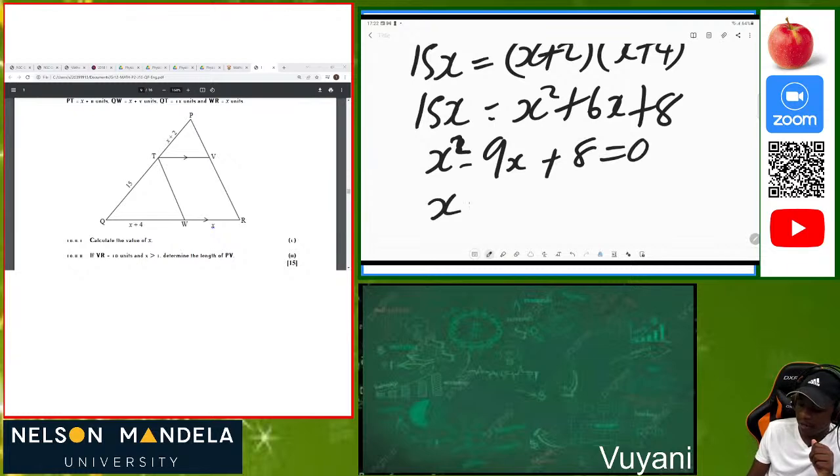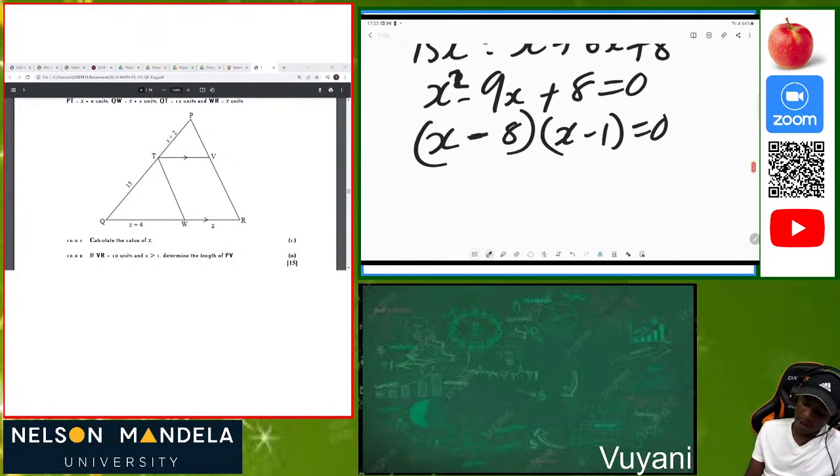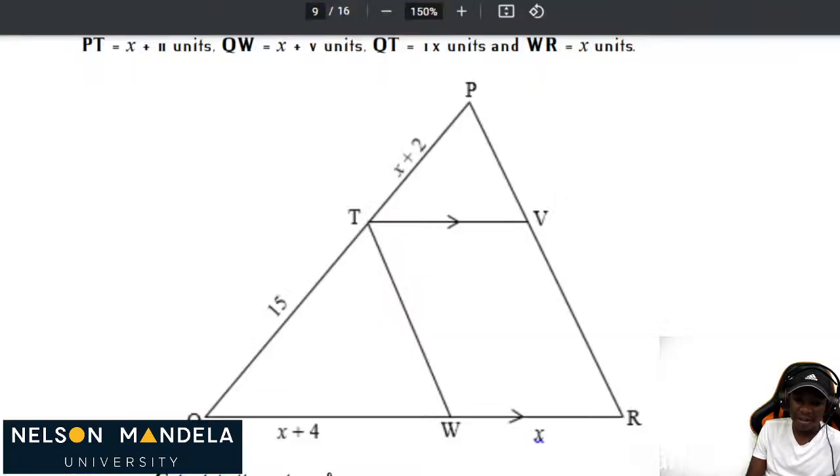We look for our factors. We know how to look for our factors; we did a video on solving for x, so you'll be able to connect on that. And we have x minus 1 as well. Therefore we can conclude that x is equal to 8 or x is equal to 1. All right, so those are the two values of x which we have here.